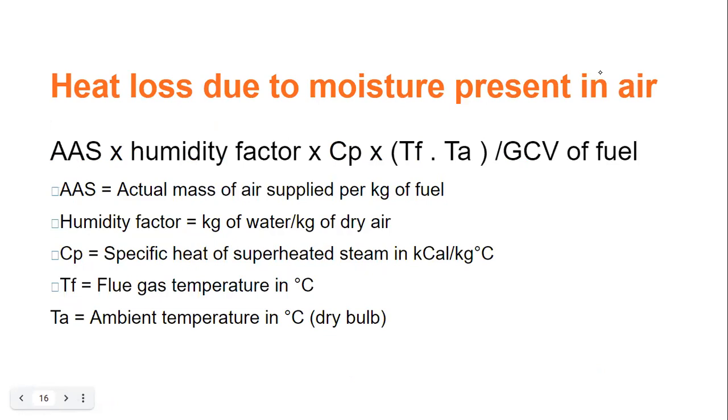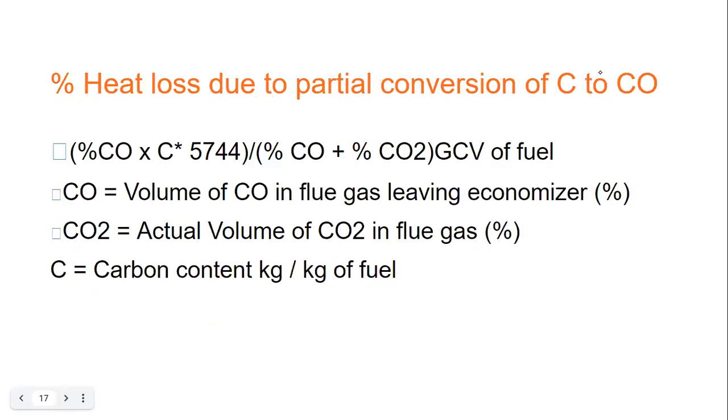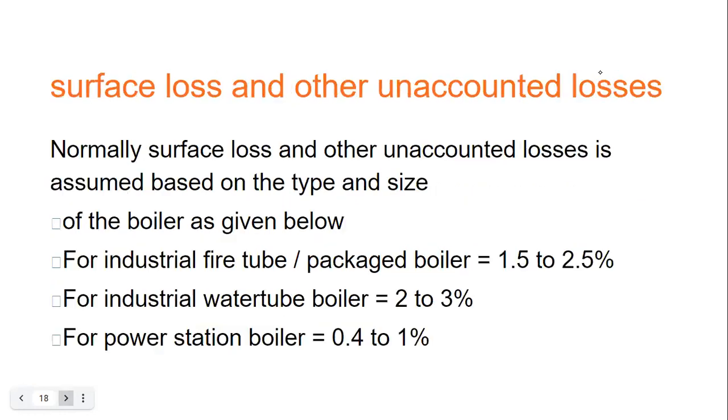This is the formula for heat loss due to moisture present in the air which is being supplied to the boiler. And this is the incomplete conversion. We talked about the incomplete combustion, and we said that if there is incomplete combustion, this is the loss. And these are surface losses.